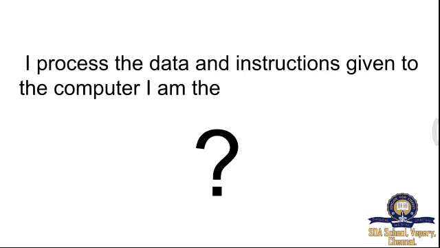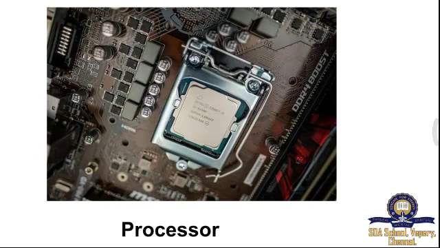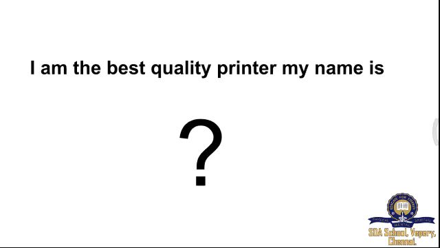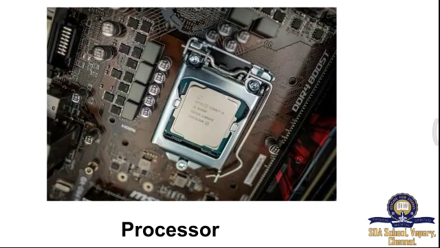Next, I process the data and instruction given to the computer. I process means the processor is telling you. What is that processor we have in the computer? This is the processor model I am showing you, which is inside the CPU. Inside the CPU there will be a processor.